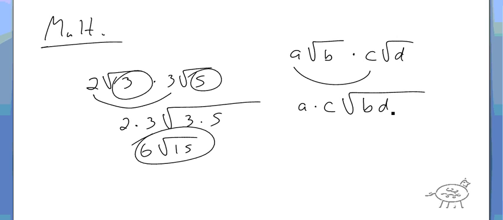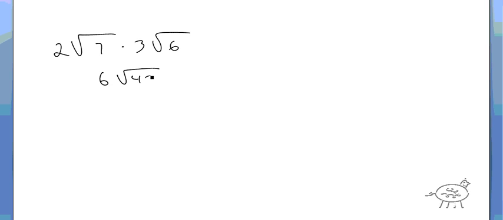So whatever's on the outside, multiply together. Whatever's on the inside, that gets multiplied together. And then, of course, you simplify it. Okay, so 2 square root of 7 times 3 square root of 6. 2 times 3 is 6. Root 7 times root 6 is root 42. And that's the answer to that problem. Right? It's relatively easy peasy.